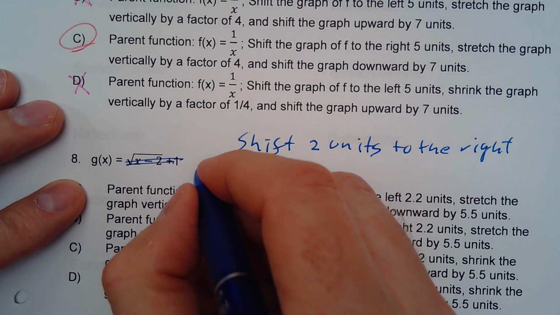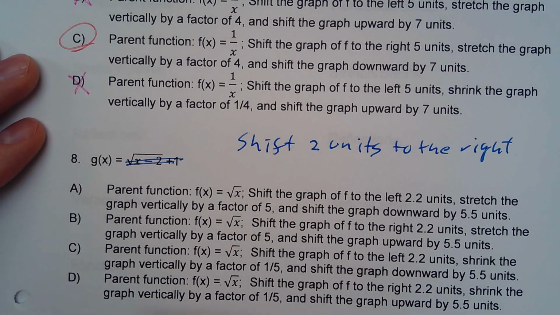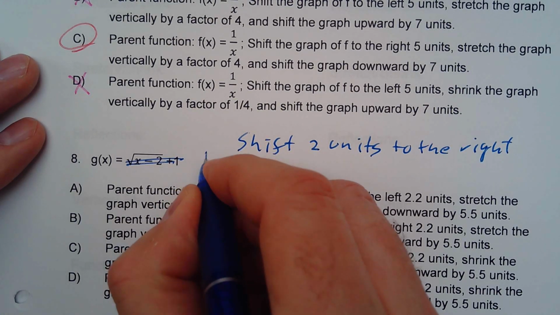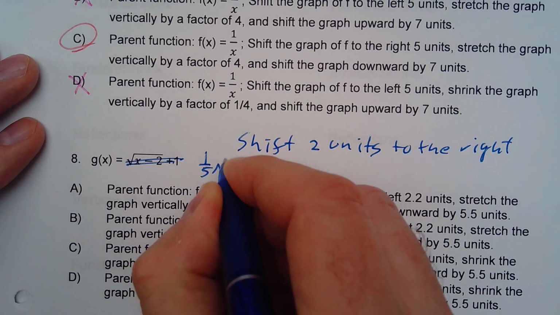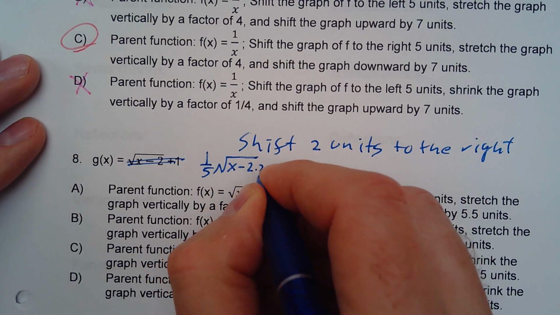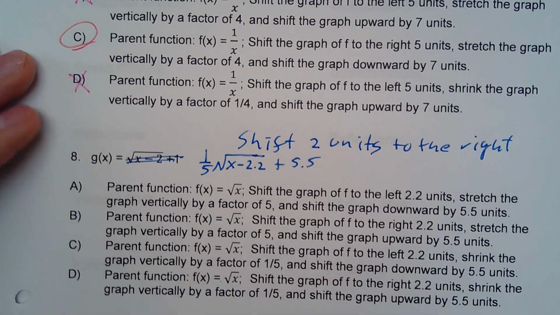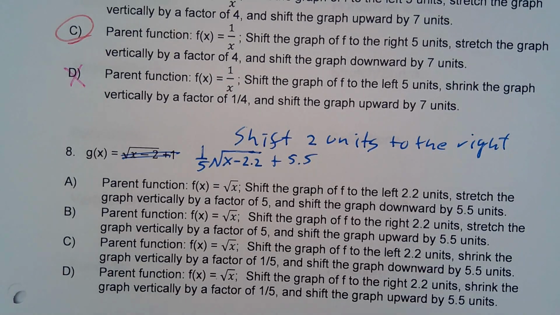So let's do this. We're going to go ahead and change the function. We're going to make this work. So let's change it to 1/5 square root of x minus 2.2 plus 5.5. Sorry for the typo. Now let's see if this makes sense.